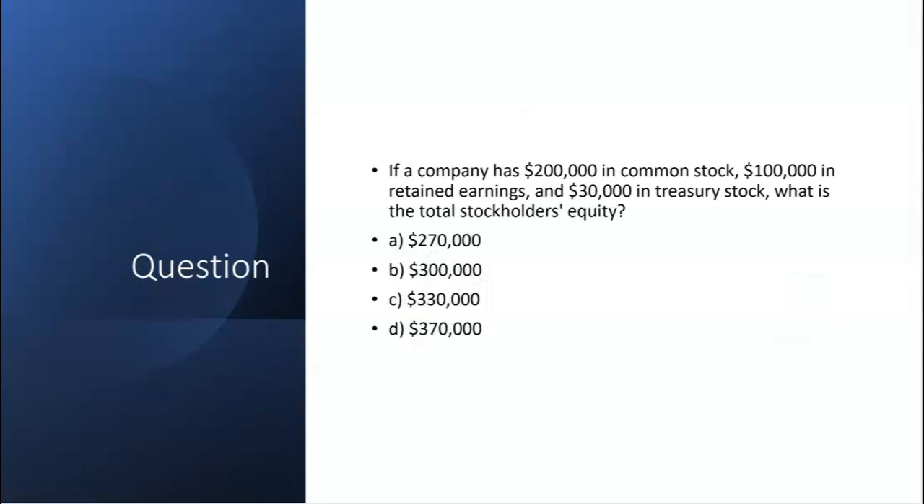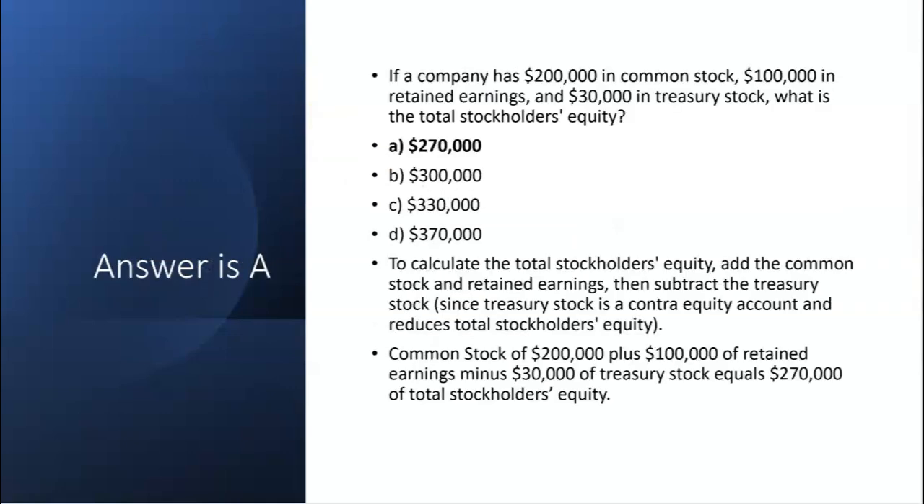How about this? If a company has $200,000 in common stock, $100,000 in retained earnings, and $30,000 in treasury stock, what's the total stockholders' equity? Well, you would add common stock and retained earnings together. That's $300,000. But don't pick B, because there's $30,000 in treasury stock, which has to be subtracted since treasury stock is a contra-equity. So the answer is A, $270,000 is the total stockholders' equity.